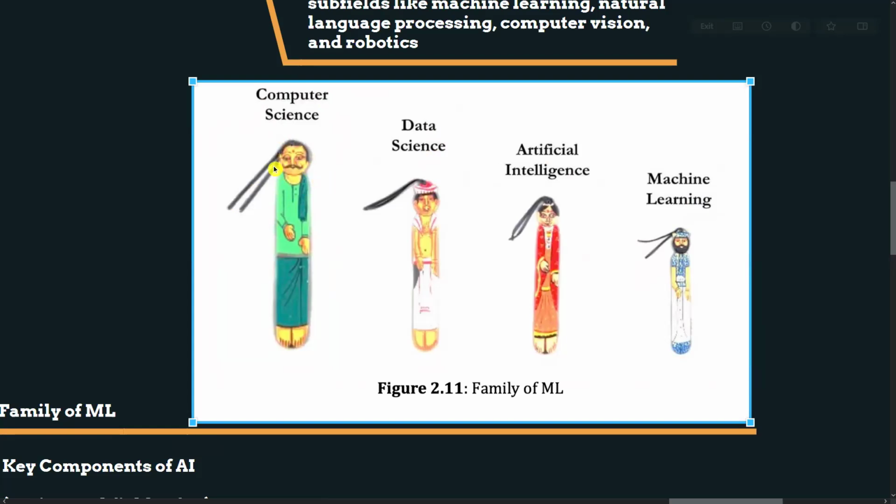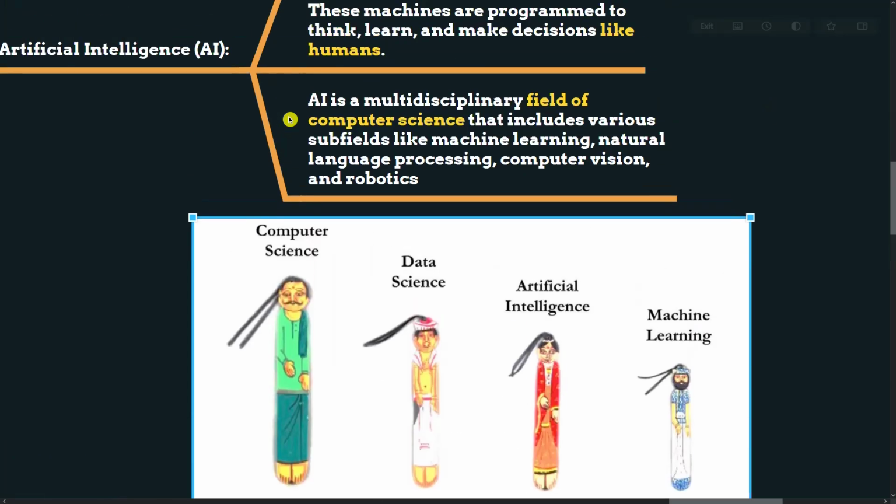So a big guy is computer science. Within computer science, a small part is data science. Within data science, a small part is artificial intelligence. Within artificial intelligence, a small part is machine learning. Okay, you got that family of machine learning or family of computer science, right? So this is how we are. So we are in artificial intelligence. So we will learn about the things. So that's what I'm saying.